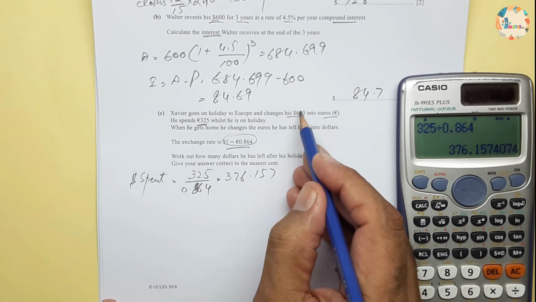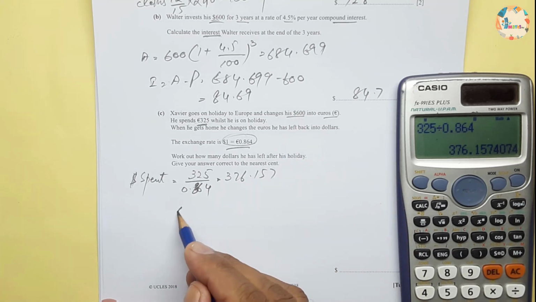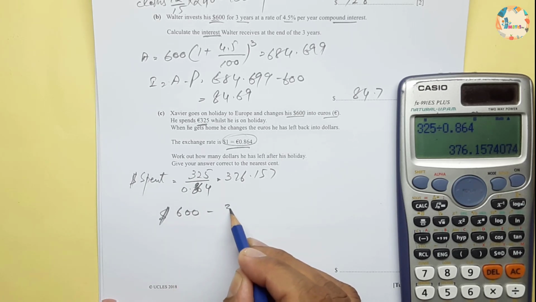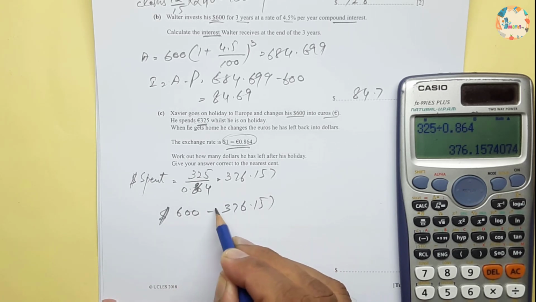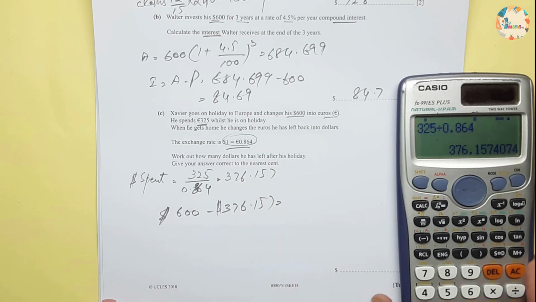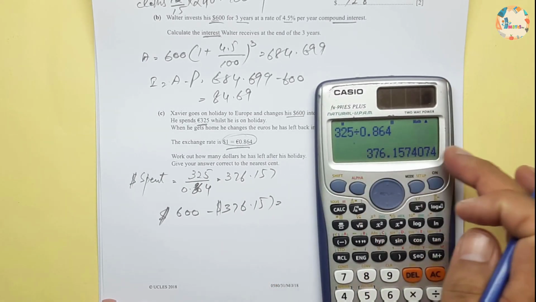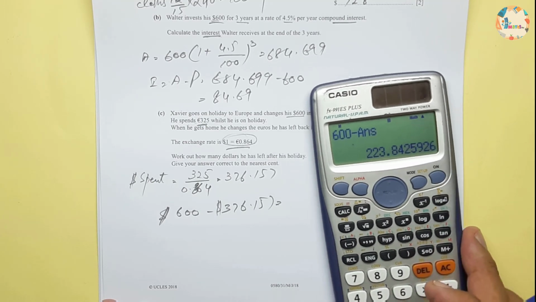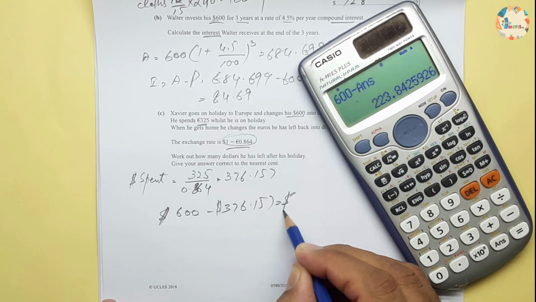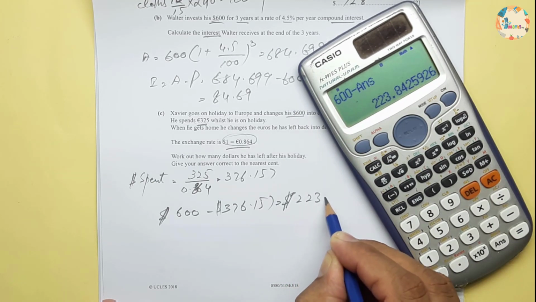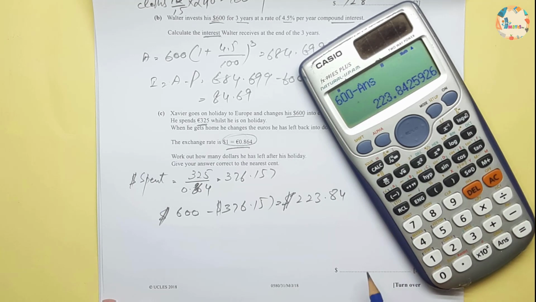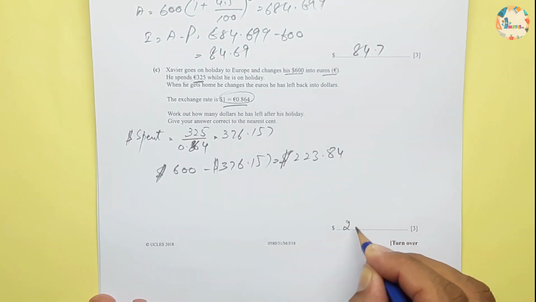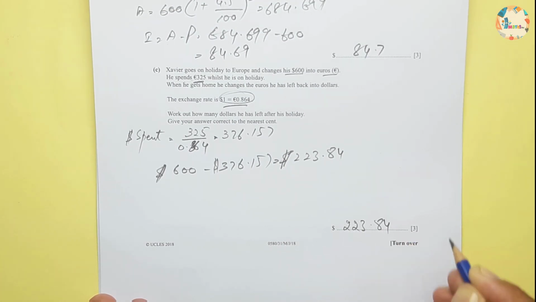Dollars spent will be this one. So total he was having the 600, so remaining will be $600 minus 376.157. This is also dollars, so we can utilize all the numbers. So 600 minus answer will be equal to 223.84 in dollars. So we can write the answer over this proper place, 223.84.